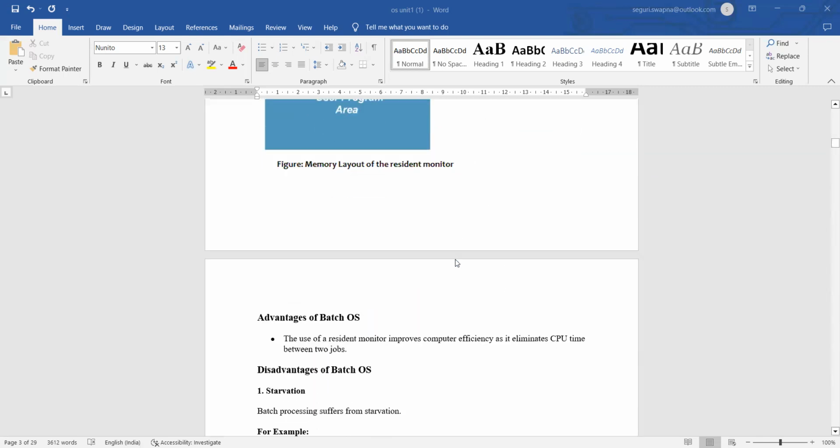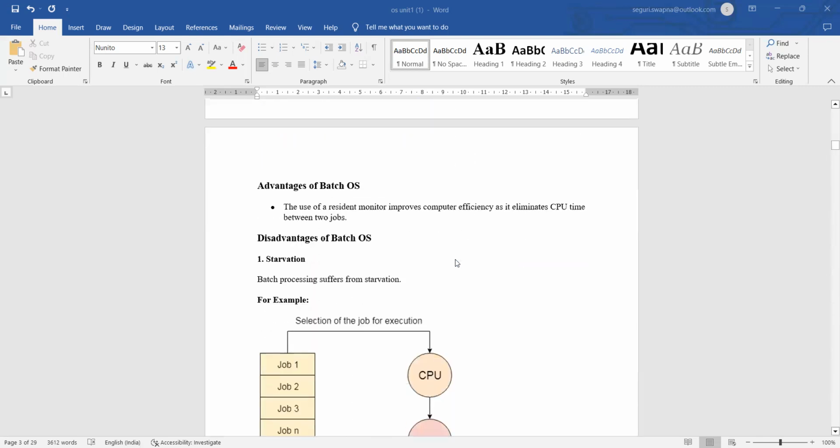So what are the advantages of this batch operating system? It improves the efficiency as it eliminates the CPU executing two jobs at a time. That is, it performs only one particular job at a time.